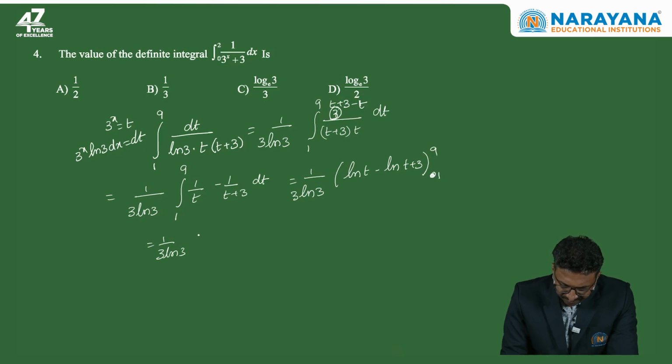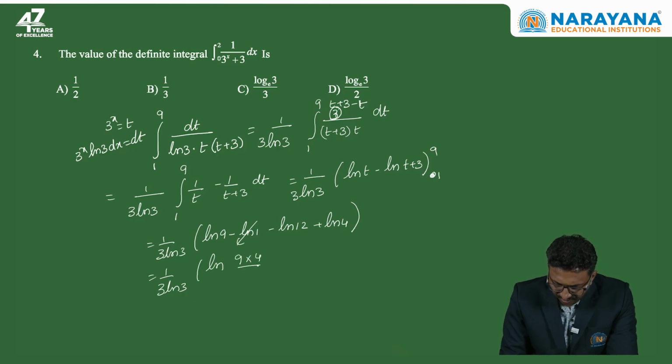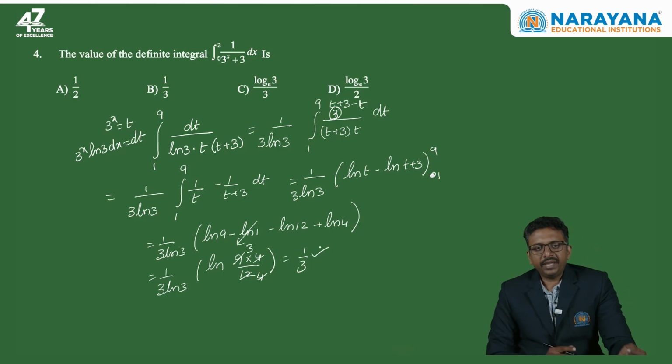Which is equal to 1 by 3 ln 3 into ln 9 minus ln 1 minus ln 12 plus ln 4. So this is gone. So 1 by 3 ln 3 into ln of 9 into 4 by 12. 9 times 4 is 36, 3 times 12 is 36, so ln 3 is getting cancelled. So the answer is 1 by 3.